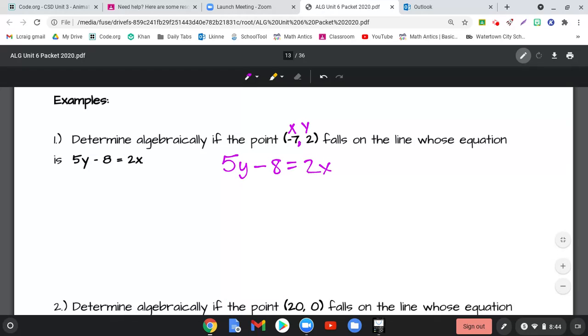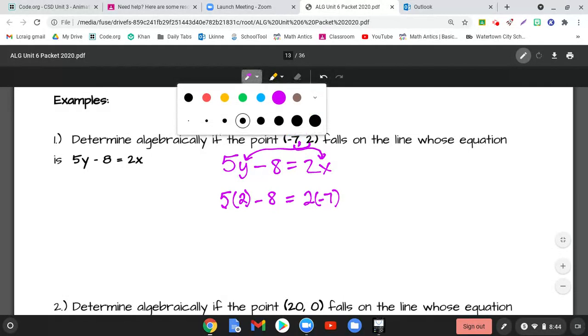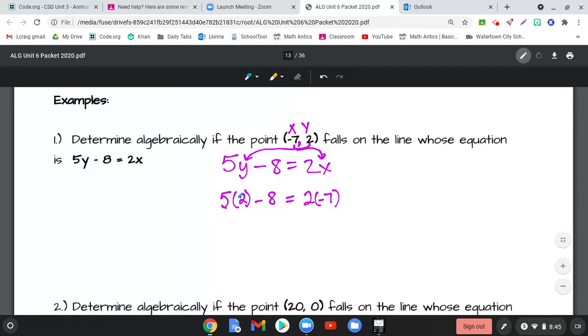and wherever you see an x, you're going to plug in negative 7. And wherever you see a y, you're going to plug in 2. So instead of 5 times y, I'm going to do 5 times 2 minus 8. If that's equal to 2 times x, your x is negative 7, so 2 times negative 7. If they're equal, then yes, the point's on the line. If they're not, then it's not on the line.